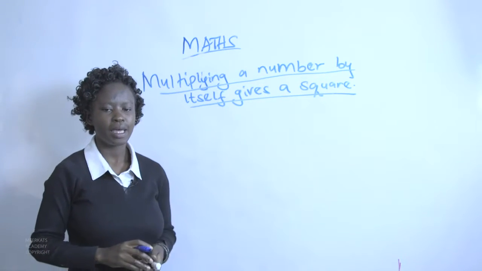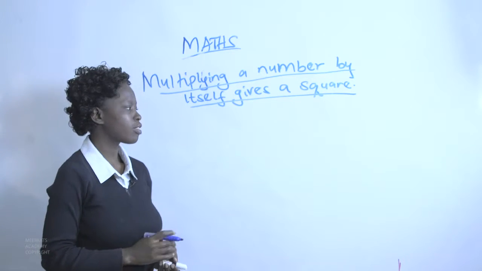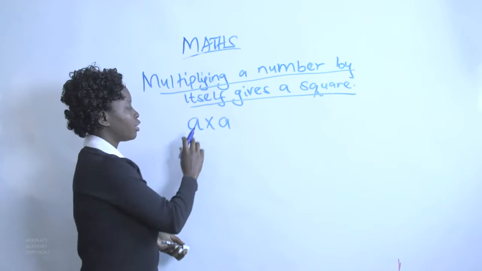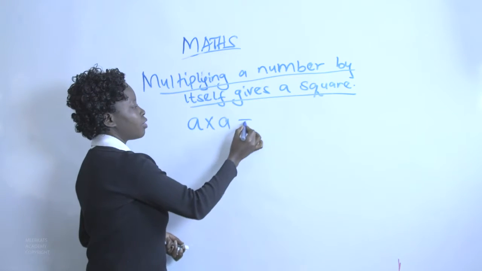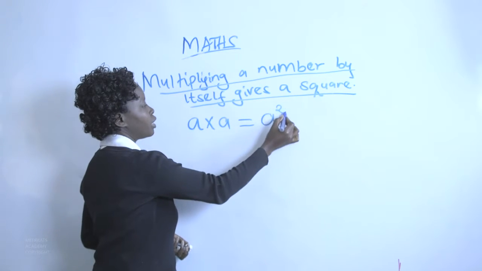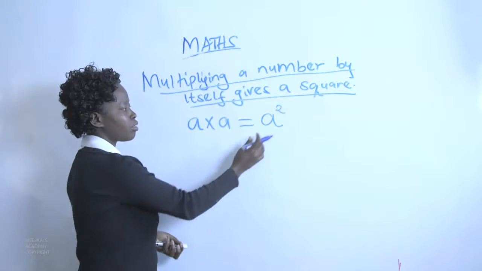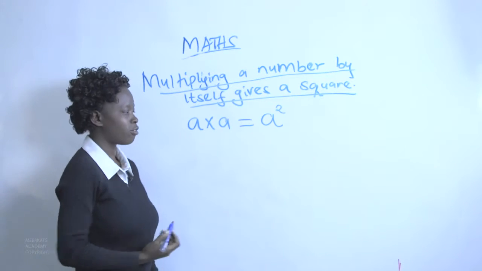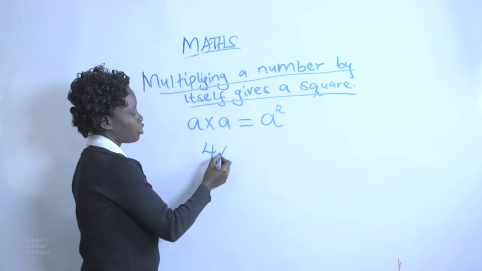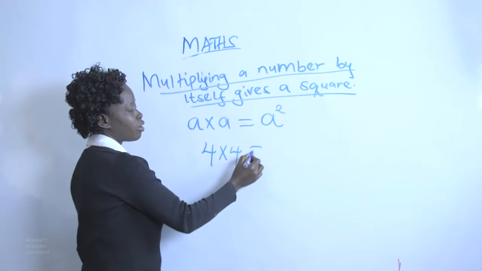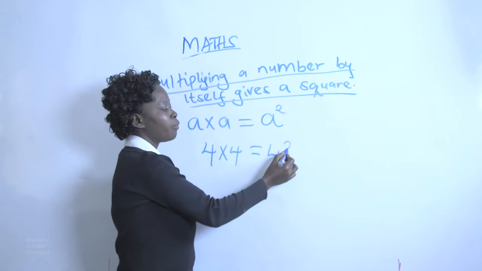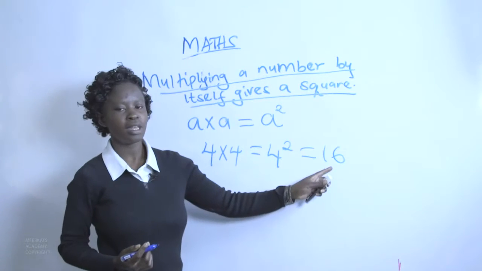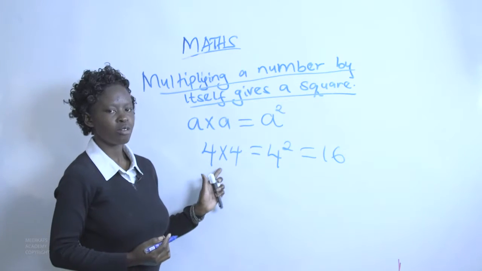When you multiply a number by itself, for instance, if I'm having A multiplied by A, then I've repeatedly multiplied the A, then the value I'm getting will be a square of A, which is A squared. So if I'm having any number repeatedly multiplying itself, for instance, I can have 4 multiplied by 4. 4 multiplied by 4 is 4 squared. 4 squared is simply 16. So we say 16 is a square of 4.